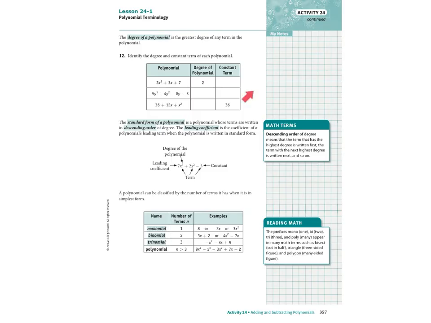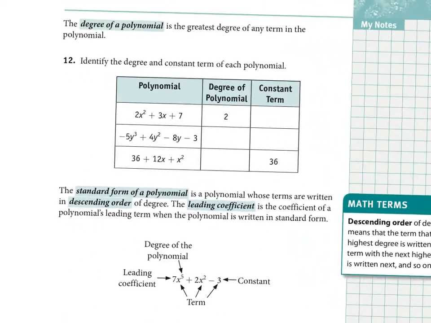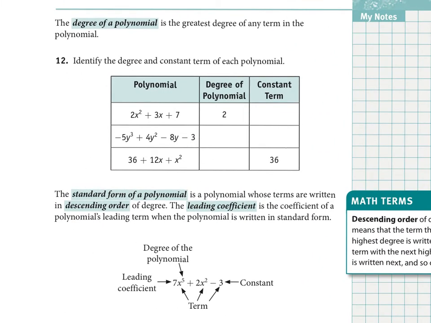So now we're on page 357. We're going to go up to the top, and we're going to expand upon the degree of a term by now looking at the degree of a polynomial. So the degree of a polynomial is the greatest degree of any of the terms within the polynomial. So we're looking for the highest exponent, the largest power. Let's look down, and it says identify the degree and constant term of each polynomial. Great, so that's what we're going to look at. But instead of the degree of the term, it's the degree of the polynomial.